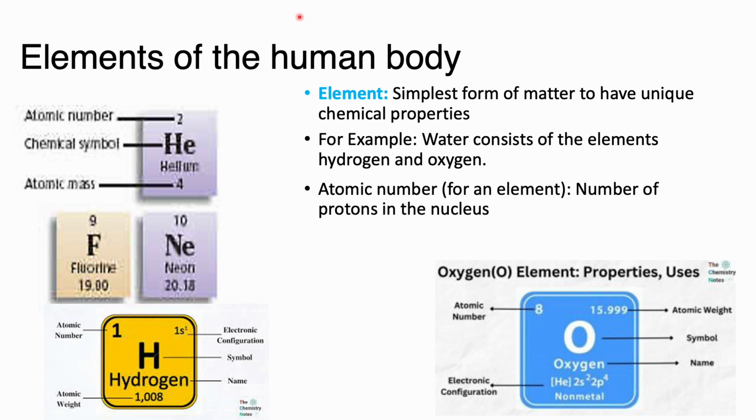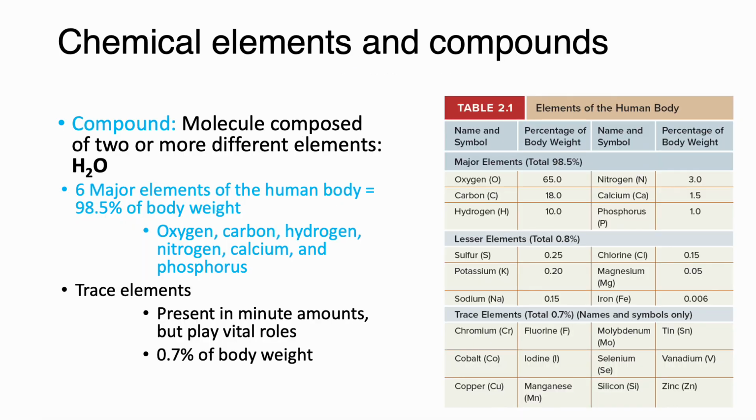All right. So let's continue. So here we see an example of the element oxygen. The atomic number is 8, so it has 8 protons. Here we see helium, neon, and fluorine. All right. Let us continue. So what is a compound? A compound is a molecule composed of 2 or more different elements. For example, water or H2O is made up of the elements hydrogen and oxygen.